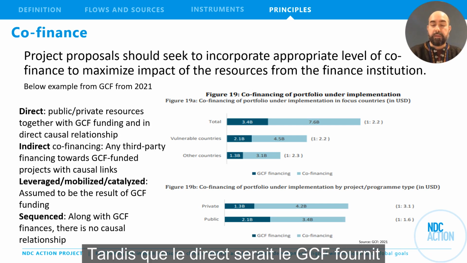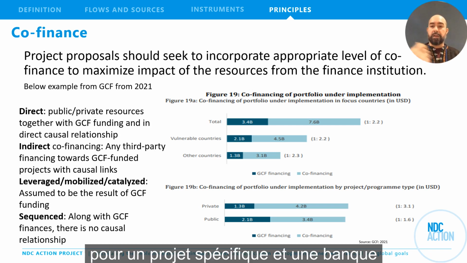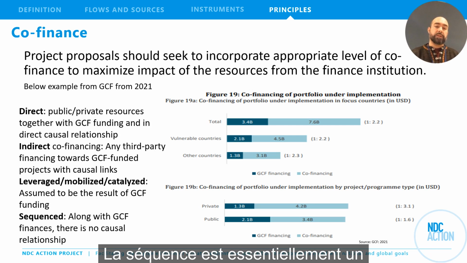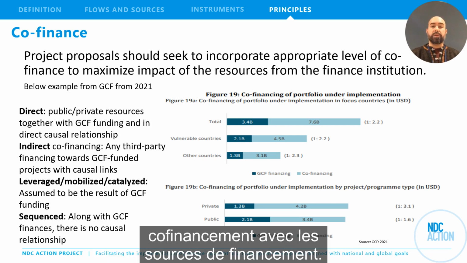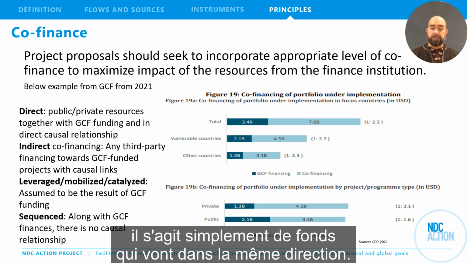While the direct would be the GCF provides 50% of the loan funds needed for a dedicated project, and a bank provides the other 50% for that specific project. And in sequence it is basically co-finance along with the funds sources, but there is no causal relationship. They're just funds flowing in the same direction.